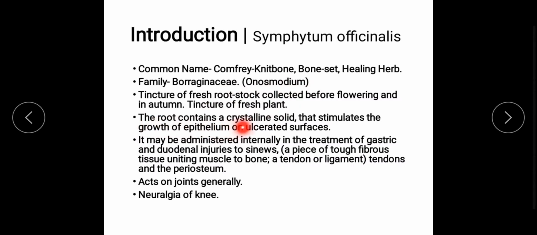The root contains a crystalline solid that stimulates the growth of epithelium on ulcerated surfaces. This growth of epithelium on ulcerated surfaces is the main action of Symphytum. It may be administered internally in the treatment of gastric and duodenal ulcers. In injuries to sinews, a piece of tough fibrous tissue uniting muscle to bone, a tendon or ligament, it is also used in injuries of tendons and the periosteum. It acts on the joints generally, and it is used in neuralgia of the knee.